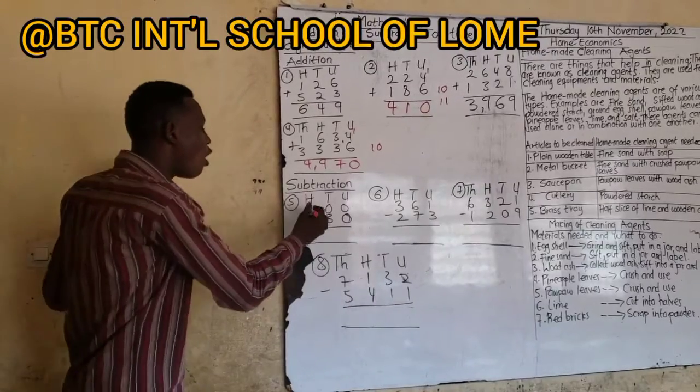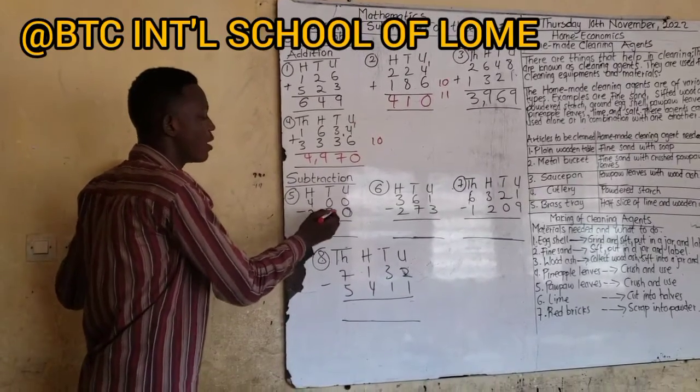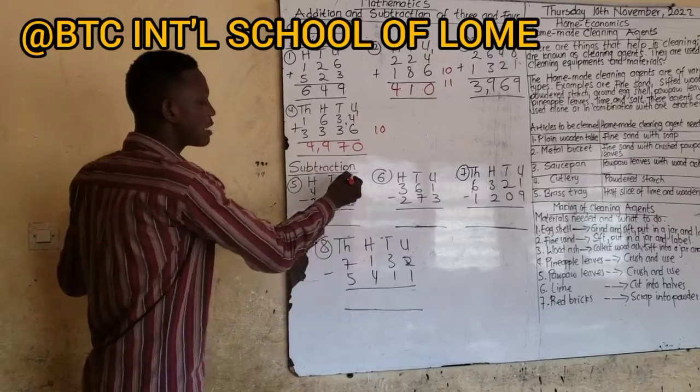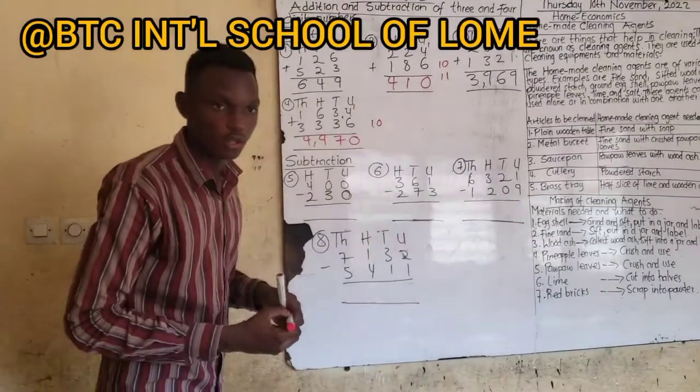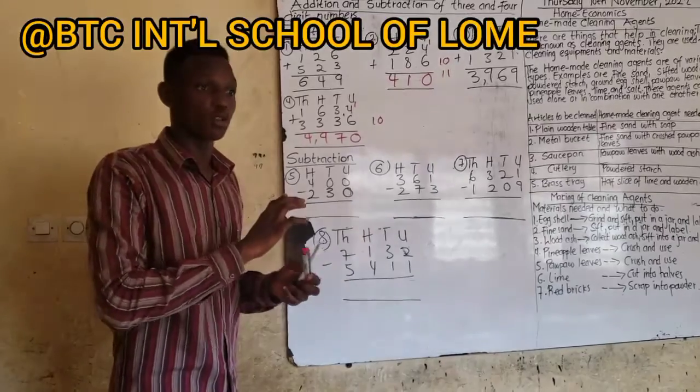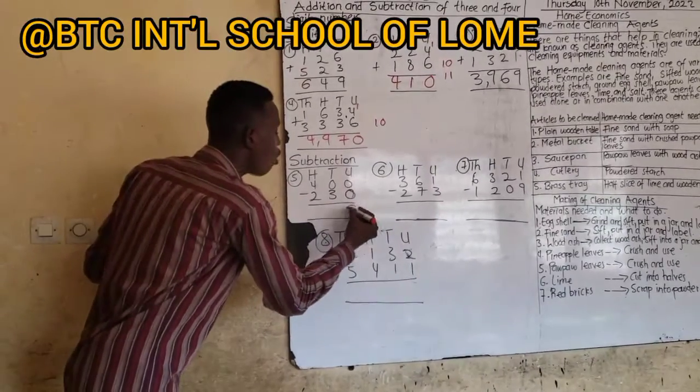We have 400 minus 230. So we are going to start subtracting our units. 0 minus 0 is going to give us 0, because remember 0 means nothing. And then we go on to the next one.